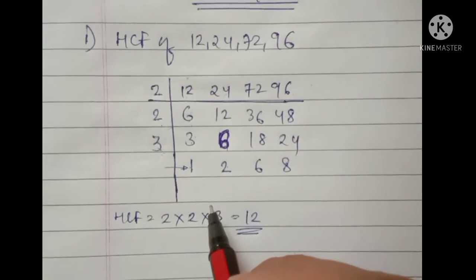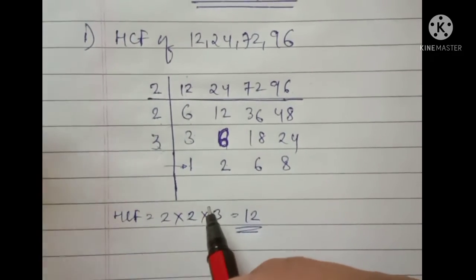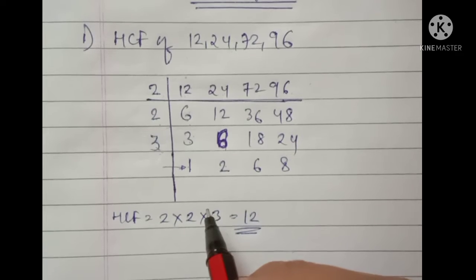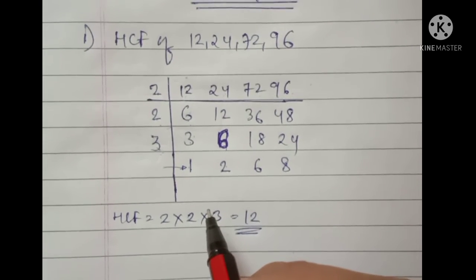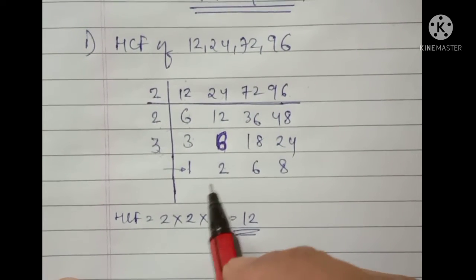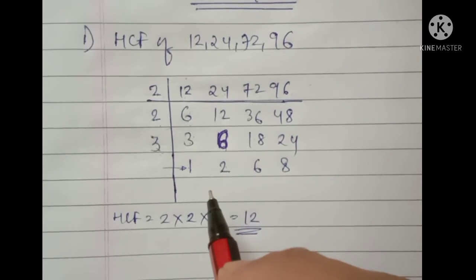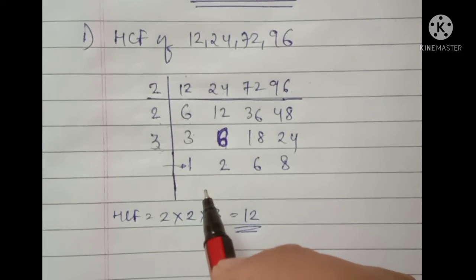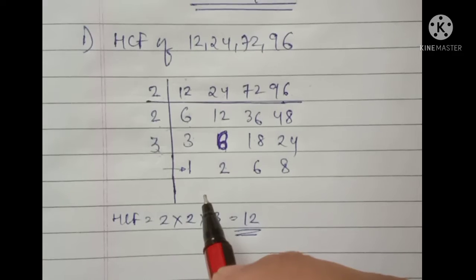That will divide this whole row. Like 3, 6, 18 and 24. If I choose 2, it won't divide 3. That's why I won't choose it. For HCF you need to select that prime number that will divide all the numbers, otherwise don't choose it.